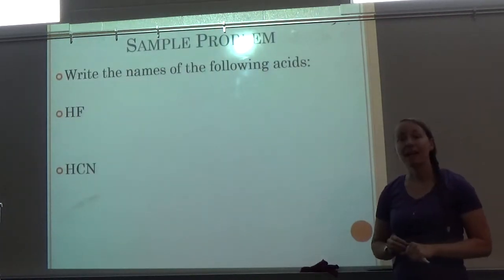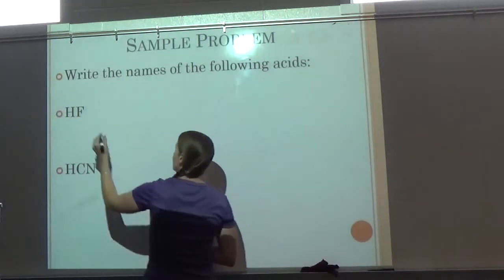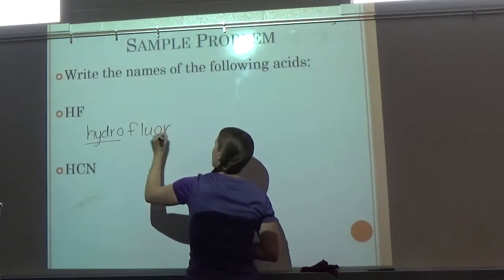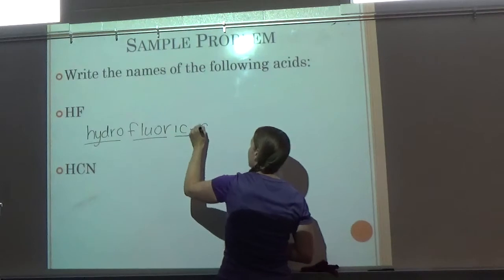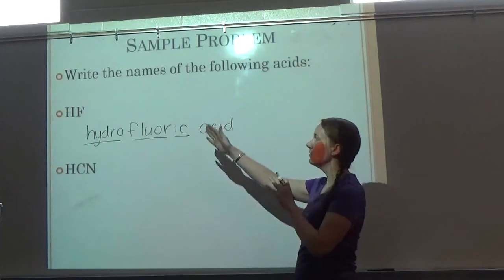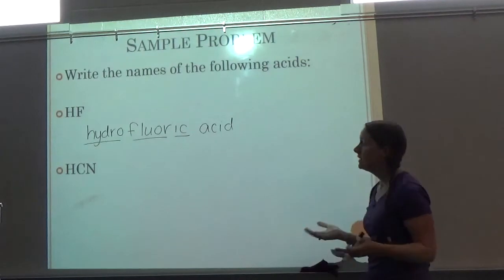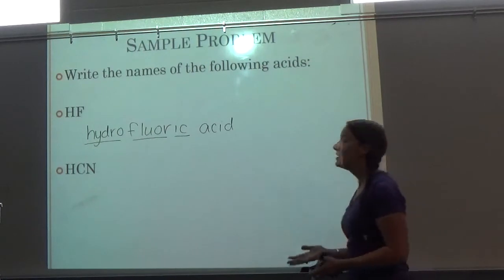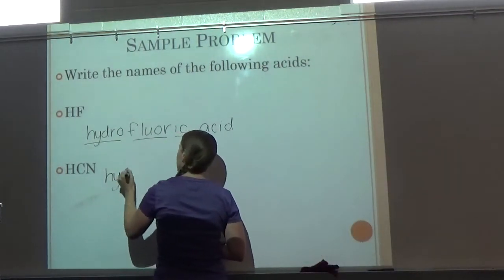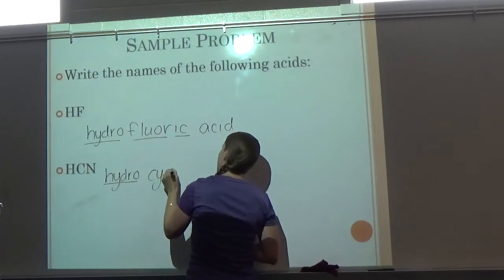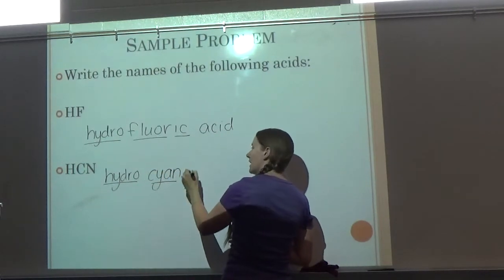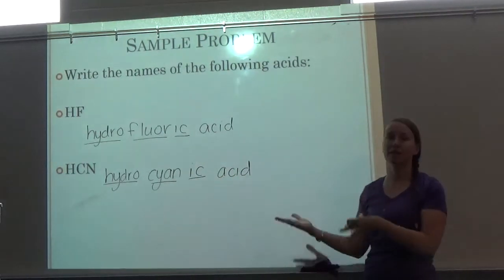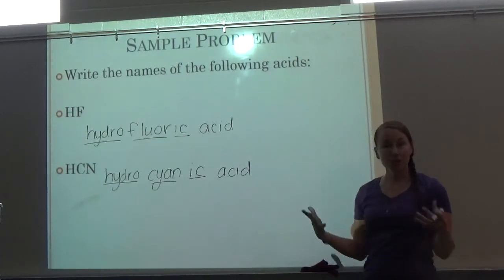So HF. F is called fluoride, so it becomes hydro, there's my prefix, fluor, instead of "ide", "ic", acid. Hydrofluoric acid instead of fluoride. All right, HCN. CN is on your polyatomic ion sheet. It is cyanide, so we change it to hydro, there's my prefix, cyan, instead of cyanide, "ic" acid. So it's hydrocyanic acid. Hopefully you're catching on to the trend there.